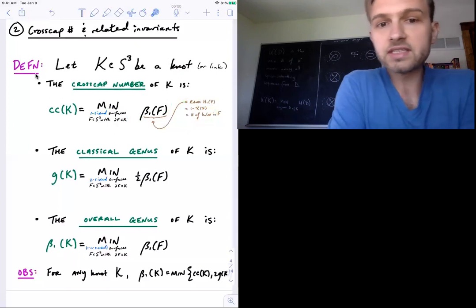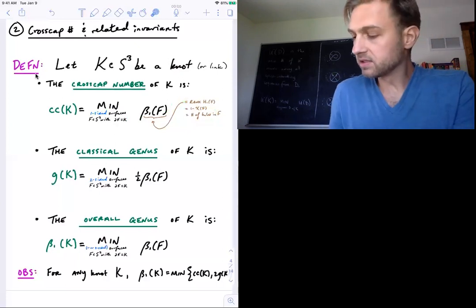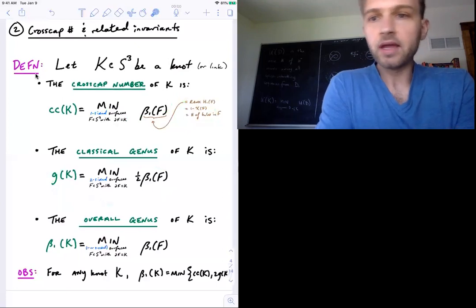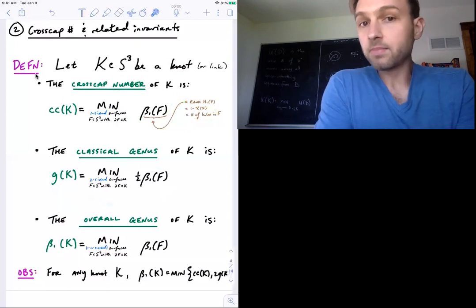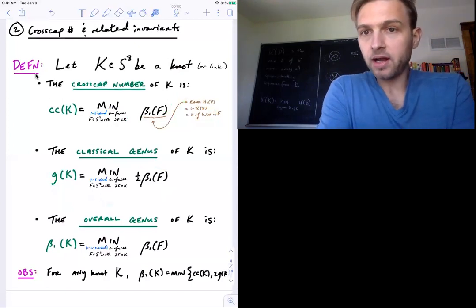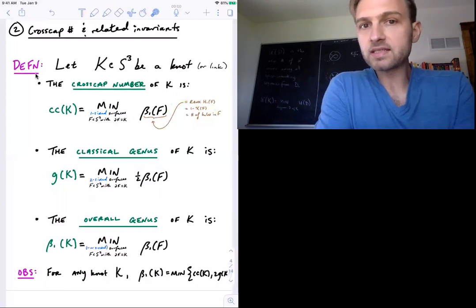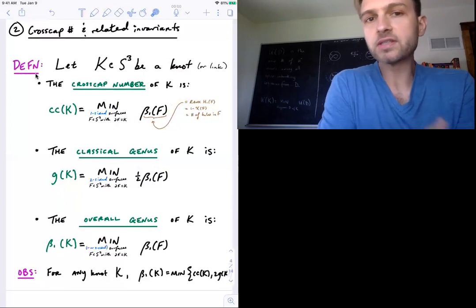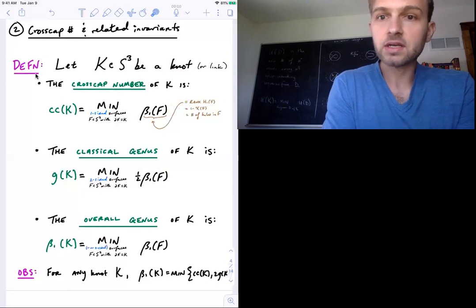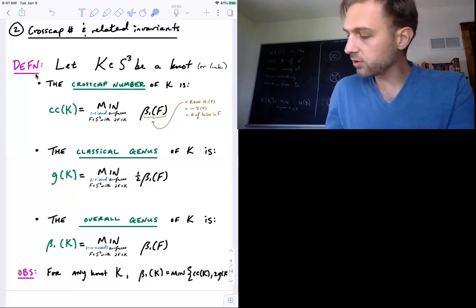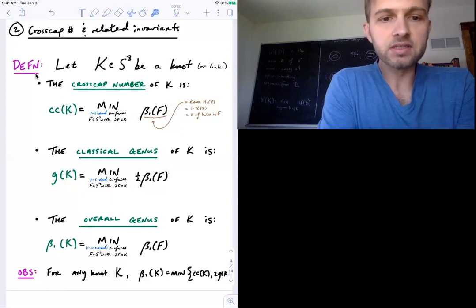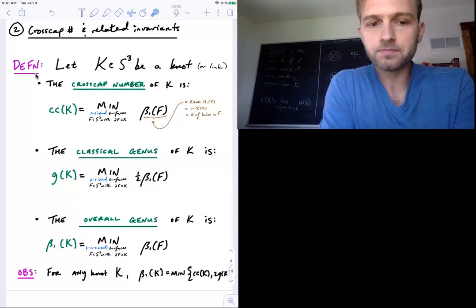The classical genus of a knot is: take the simplest 2-sided surface spanning the knot and look at its genus, by which we mean take that surface with boundary equal to the knot, abstractly cap it off with a disk. Now you have a closed orientable surface, and the genus of the knot is the genus of that capped off surface. And that genus is also equal to half of the first Betti number of this simplest two-sided spanning surface.